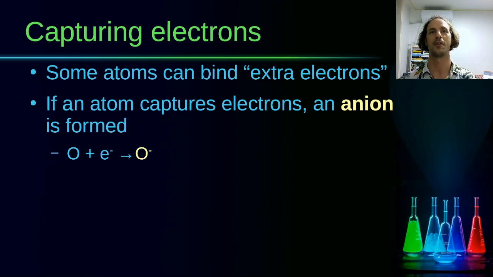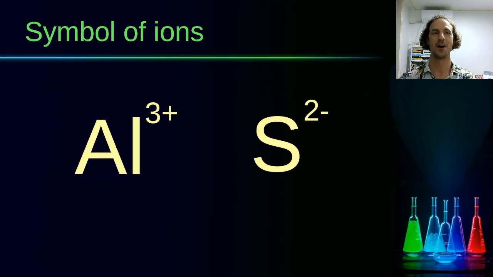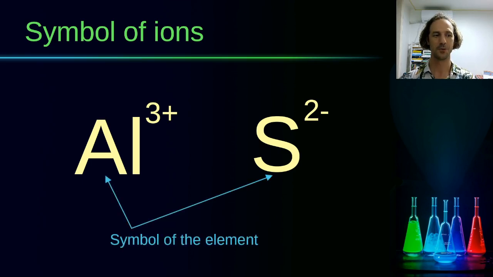An example for that would be oxygen. You can add an electron to oxygen and get O-, and get another electron into O-, and you will get O2-. And this is how we write the symbols of ions. Here we have an aluminium cation and a sulfide anion. We always use the same symbol as for the element. So from an aluminium atom, you always get the aluminium ions, and from the sulfur atom, you will always get the sulfide ions.